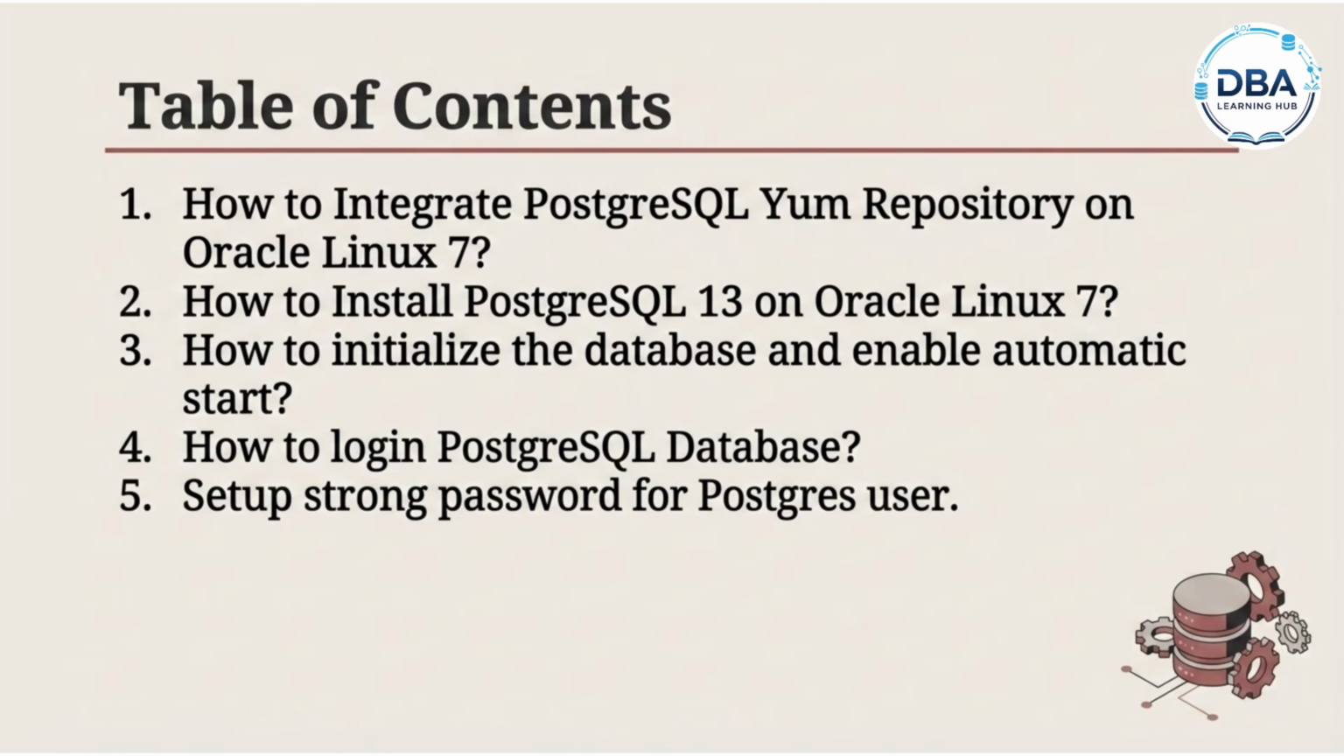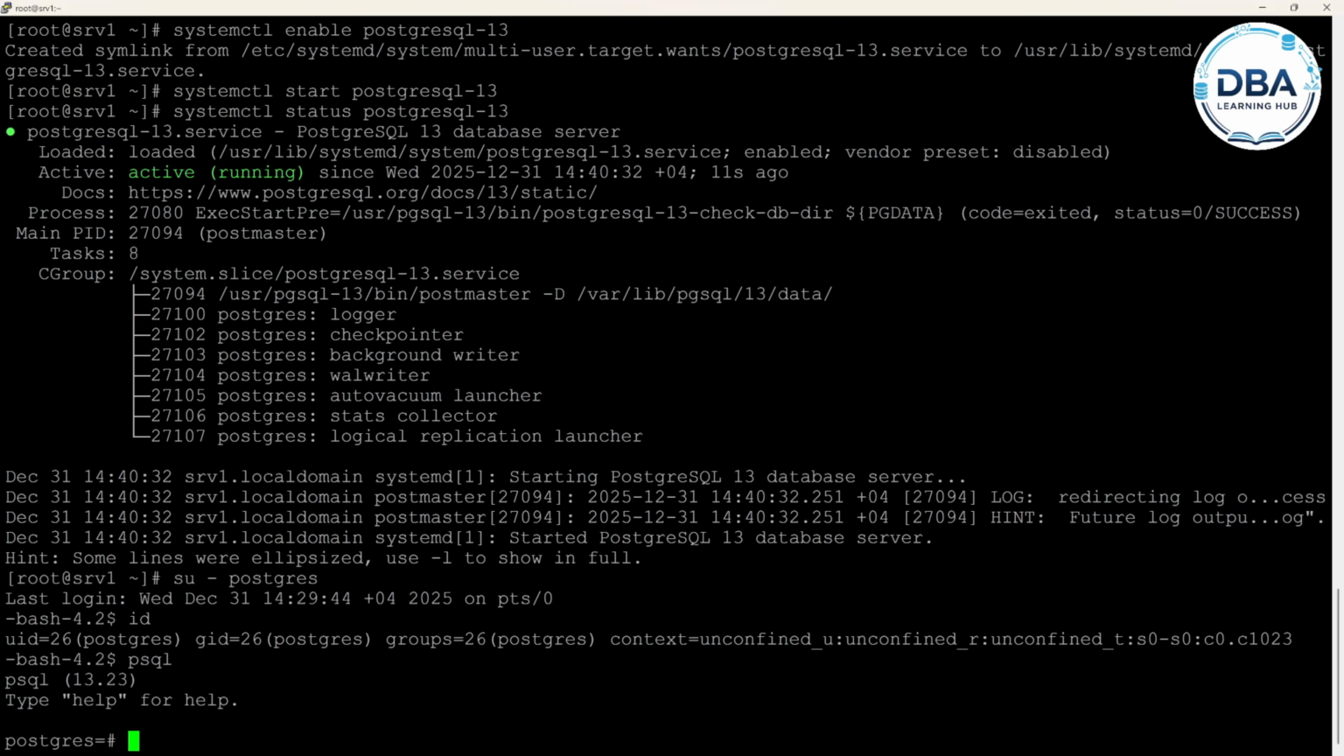Now we will set up a strong password for the Postgres user. Finally, step 5. By default, the Postgres superuser usually has no password or relies on OS-level authentication. So for security, especially if we plan to allow remote connections later, we must set a strong password. So to set a strong password, we need to fire this command.